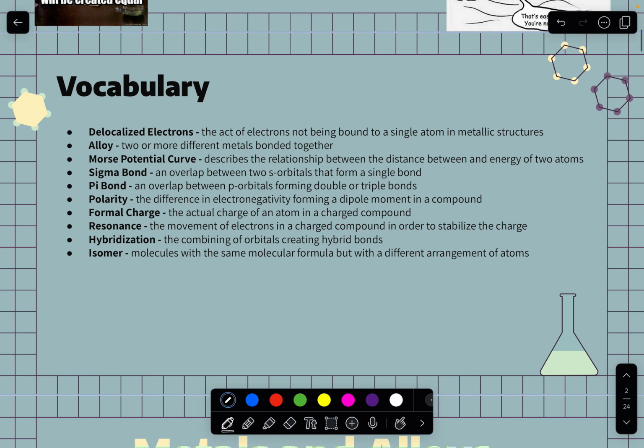Okay. So our vocabulary today, we're going to talk about delocalized electrons, alloys, those have to do with metals, Morse potential curves, sigma bonds, pi bonds, so two different types of bonds there, polarity, formal charge, resonance, hybridization, and isomers. Okay, so a lot of vocabulary here, a lot of new words that you might not have heard before, like formal charge, hybridization, isomer. Those are things that you probably haven't heard about before.